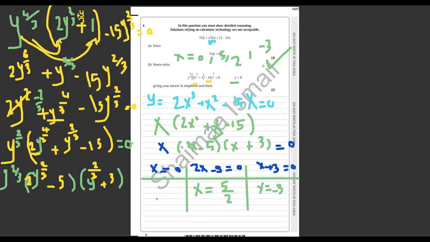So here we have 3 solutions. Maybe we reject some of them because he said y is more than 0. The first one: here y will be equal to 0, and we're going to reject it because it said more than 0. And here y to the power of 2 over 3 is equal to 5 over 2.